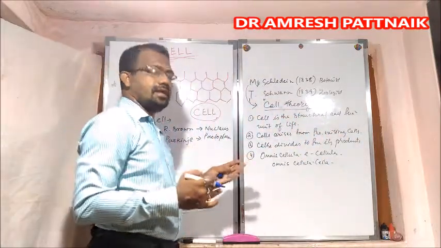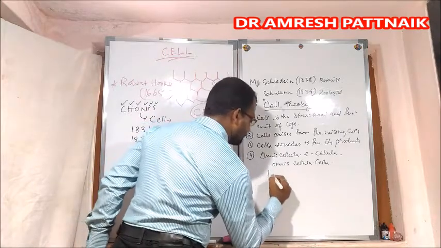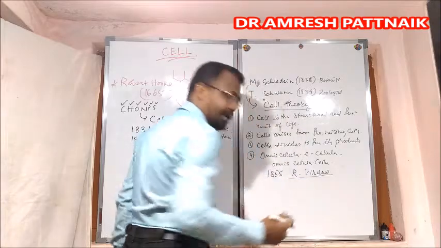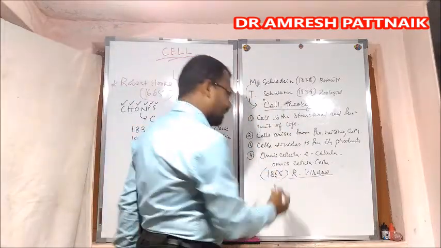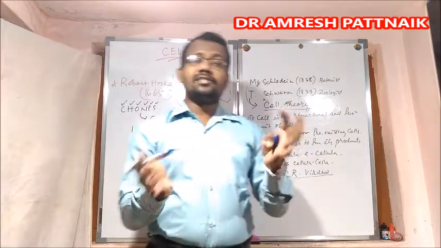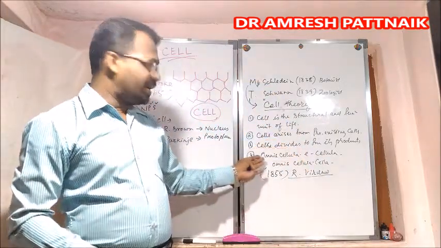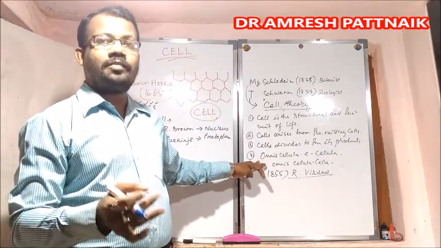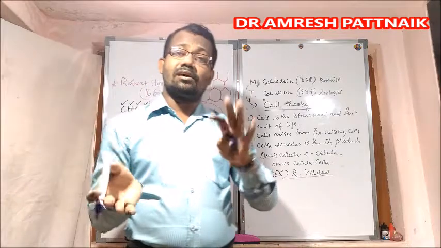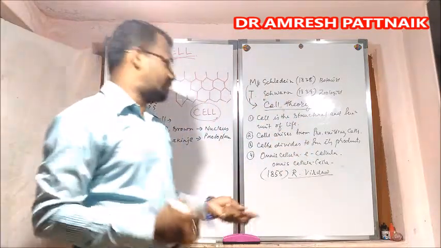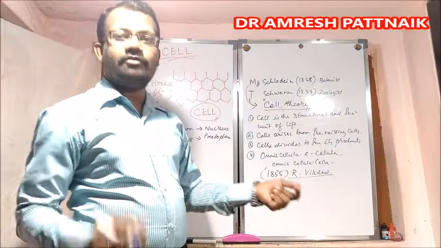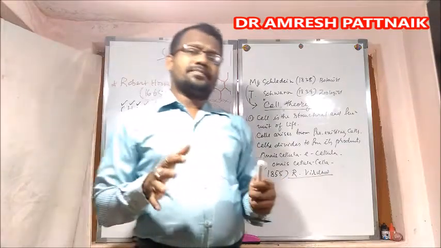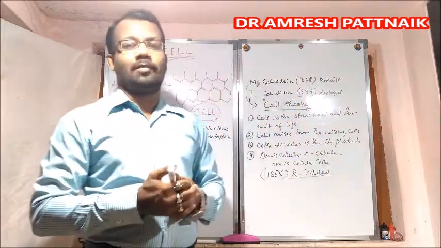In 1855, Rudolf Virchow proved that all new cells arise from pre-existing cells, which in the Latin language is known as omnis cellula e cellula. That is, the new cells always arise from the pre-existing cells. Proposed by Rudolf Virchow, 1855. After all this, the general idea of the cell came out.